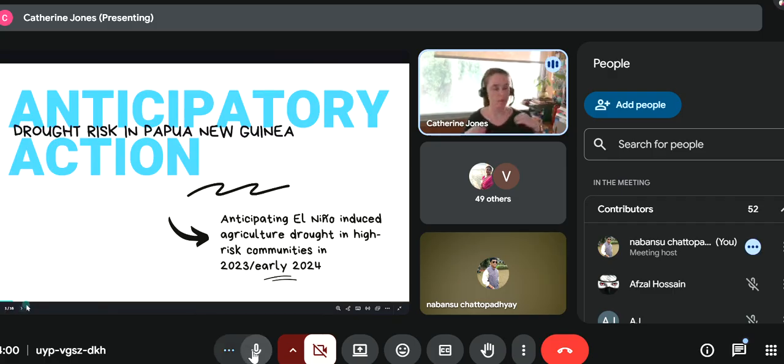Perfect. So I'm going to be presenting a little bit more on the action side. So why is it important that we have this information available to us, and what does that lead to? What we did back in 2023 and 2024 was quite experimental, and it led to one of the first pilots of anticipatory action in Papua New Guinea.